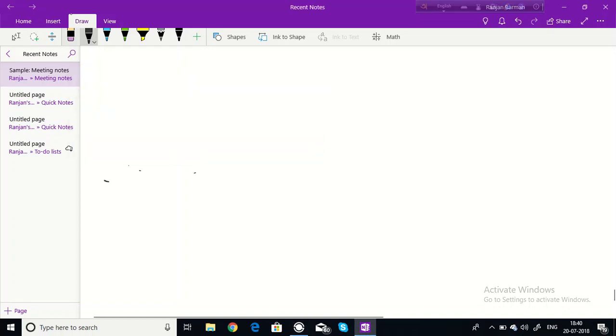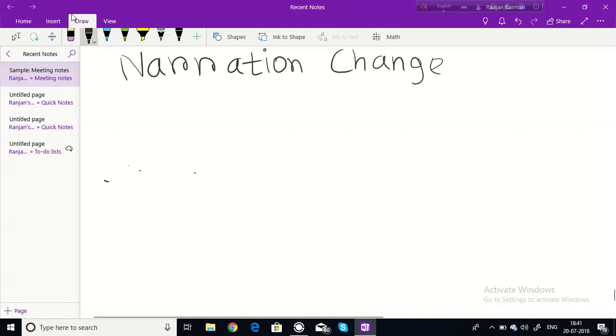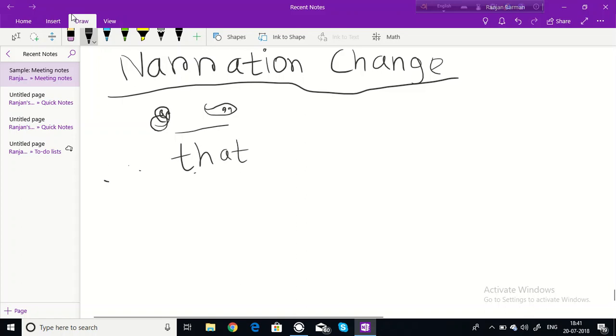So today we will learn about the narration change. In this we have some inverted commas, this and this, and we have to remove these inverted commas from the sentence by using that, or if. We use that in the affirmative and we use if in the question.